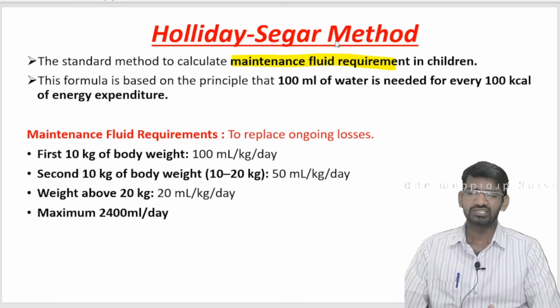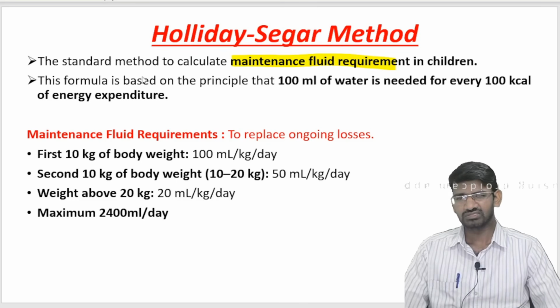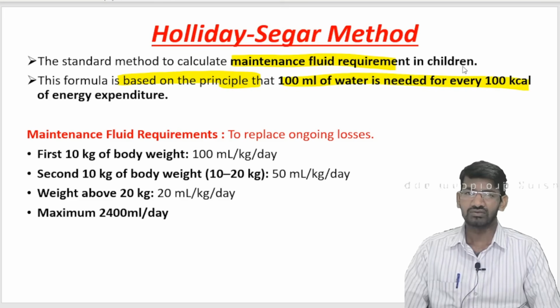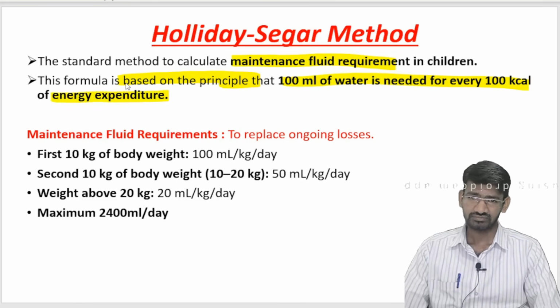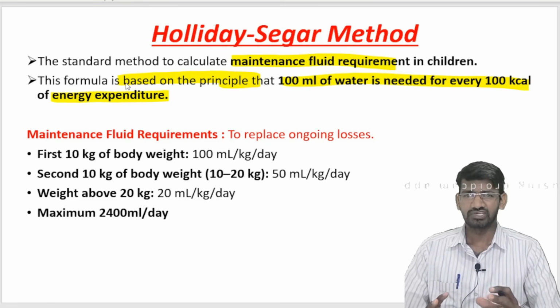This formula is basically based on the principle that 100 ml of water is needed for 100 kilocalories of energy expenditure. It means that when the body needs 100 kilocalories for expenditure, it needs 100 ml of water. That is the basic principle behind the calculation using this Holliday and Segar formula.